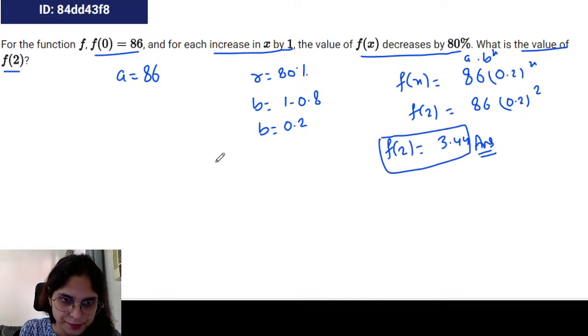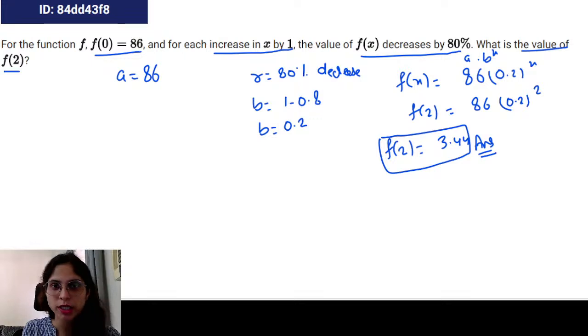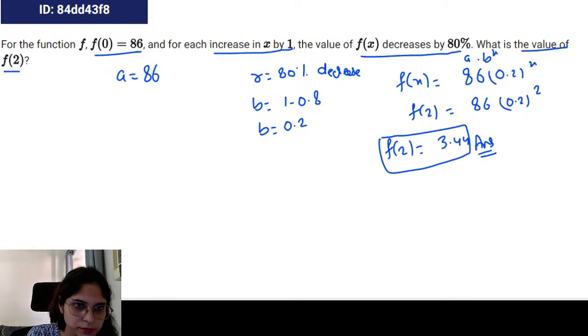That's your answer. F of 0 is 86, that means a is going to be 86. For each increase in x by 1, value of f of x decreases by 80%, that means your r is 80% decrease. So b is going to be 1 minus 80 over 100, that is 1 minus 0.8, that's 0.2. So your function is 86 times 0.2 to the power x. That is 86 times 0.2 squared will give you f of 2. Next one is 73. That will be on page number 74.